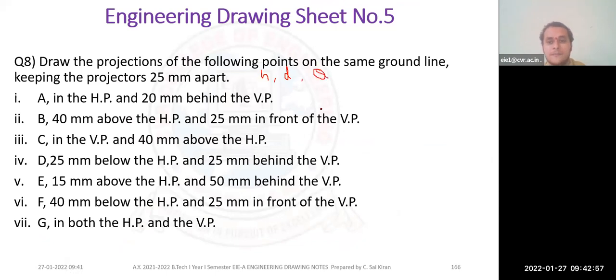Create a table for the point A. What is the H value? What is the D value? For the point B, what is the H value? What is the D value? For the C, what is the H value, D value, positive or negative? For the D, what is the H and D value? For letter E, what is the H value, D value? What is for the letter F? What is the H value, D value? For the letter G, what is the H value, D value, and what are the quadrants?